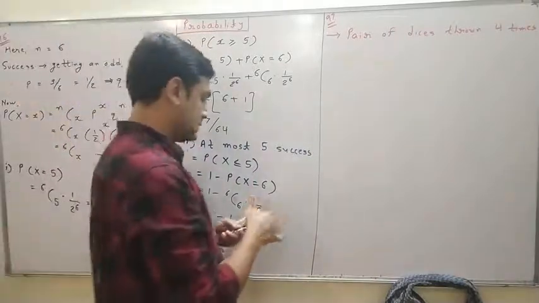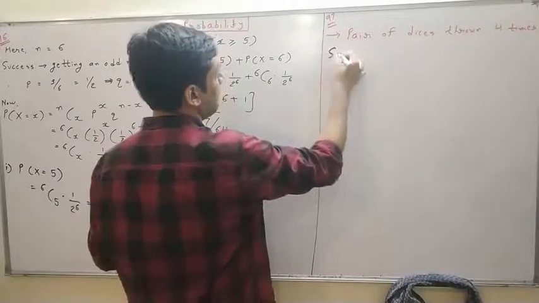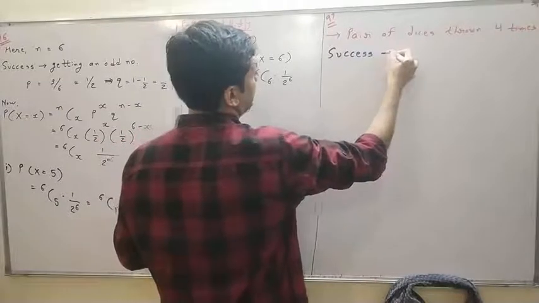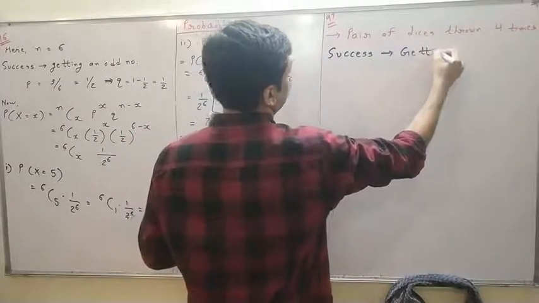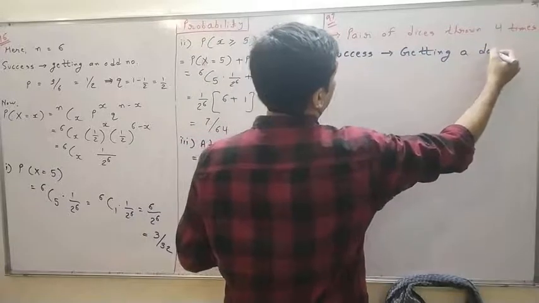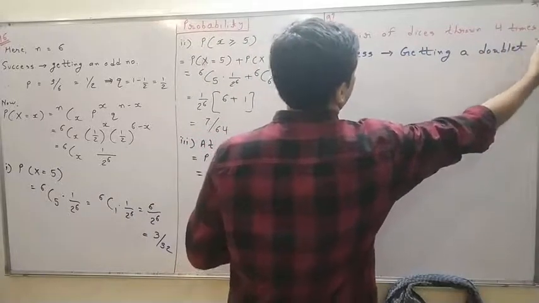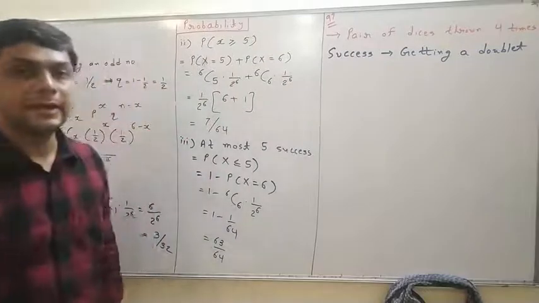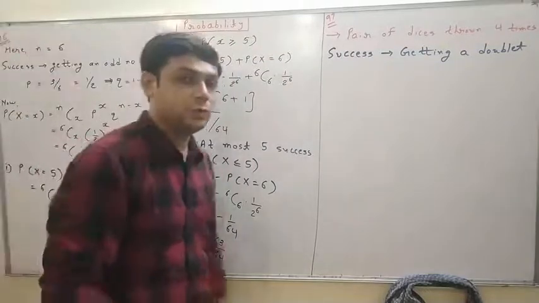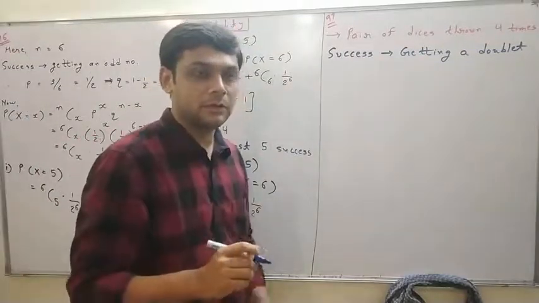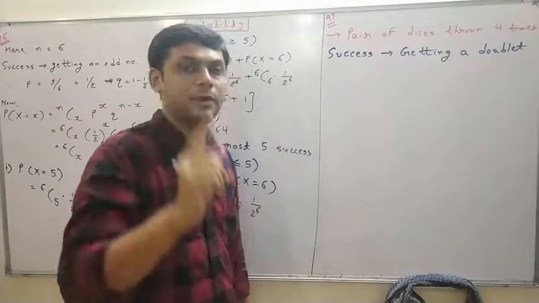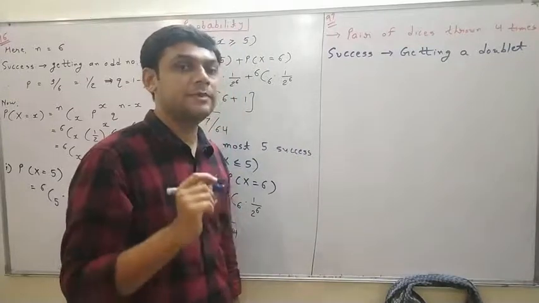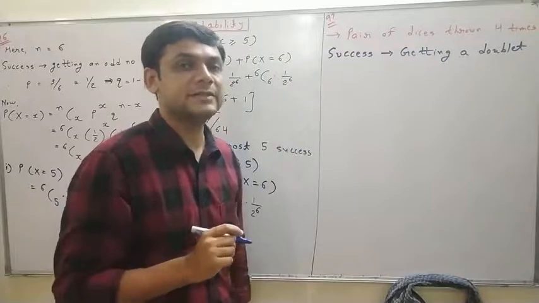So here success is getting a doublet. When you throw a pair of dice one time, what is the probability that a doublet will come? So it is 6 by 36.